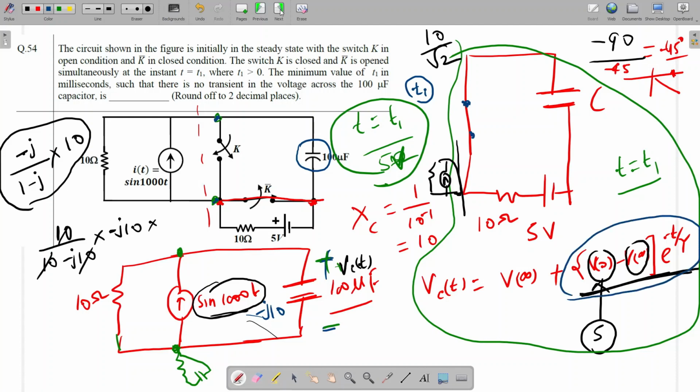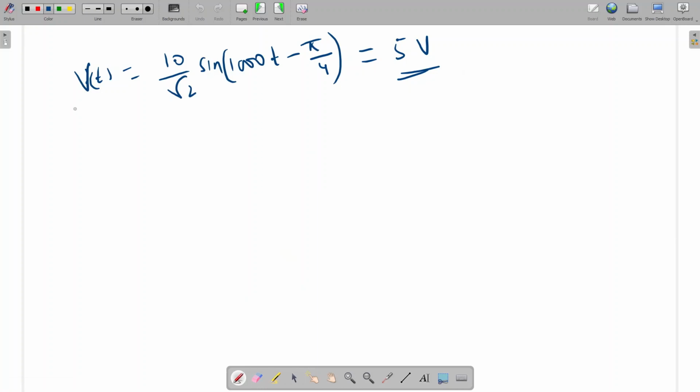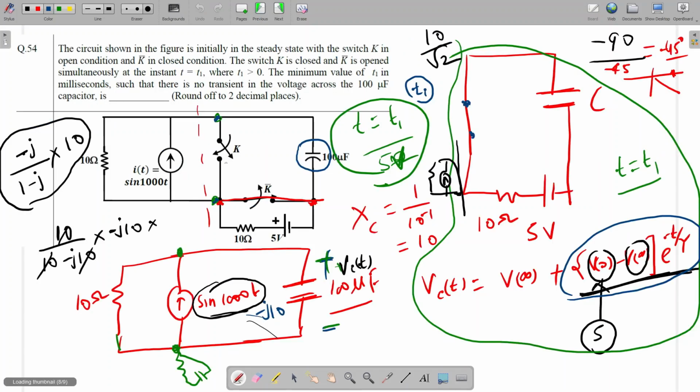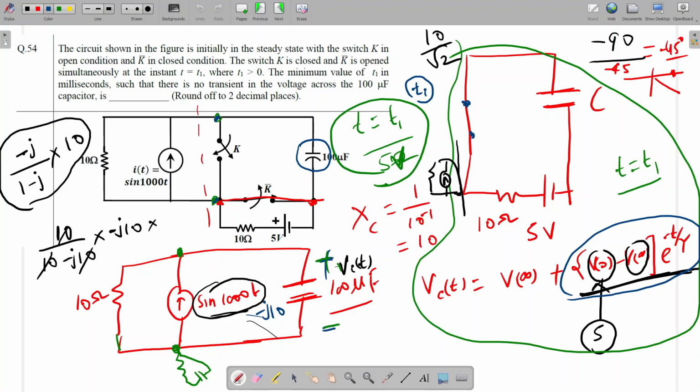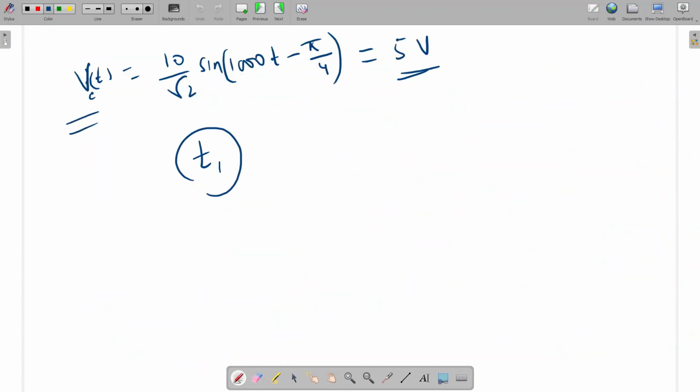Okay, so this is the VC of T. At what T1 will we close this switch and open that one, such that this circuit will be free from transient? At that point, this function VC of T should be 5 volt. Is it clear? So from this equation we can calculate the value.